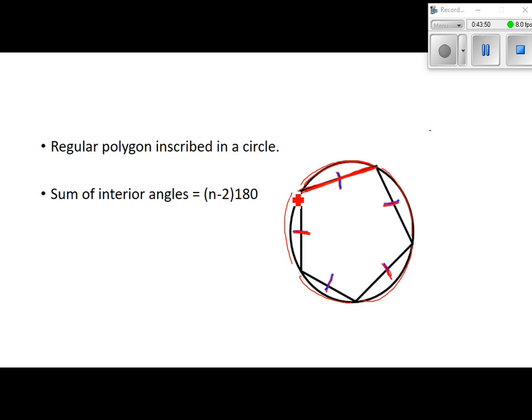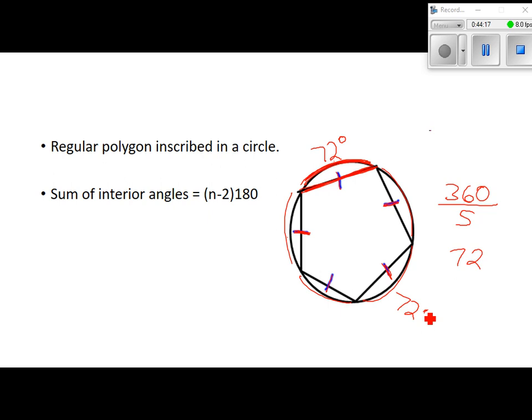If I wanted to find that arc right there, all I got to do is know that I'm splitting the circle up into 1, 2, 3, 4, 5. So I could take the whole circle, which is 360, divide by 5. That comes out to be 72. That tells me that arc right there is 72 degrees. Also tells me this arc down here is 72 degrees.